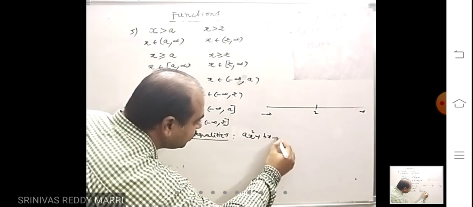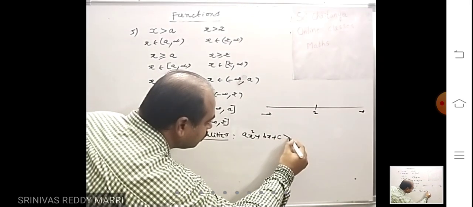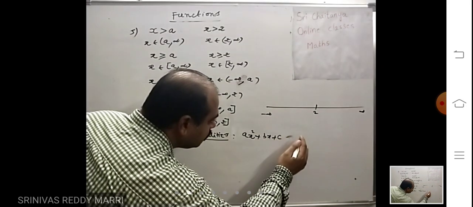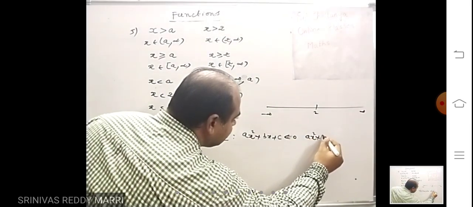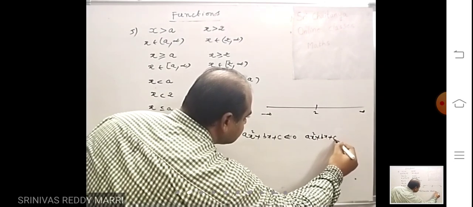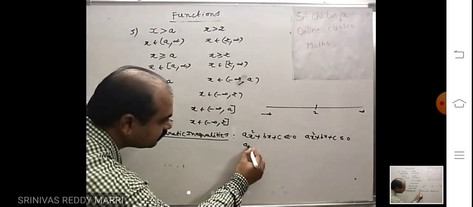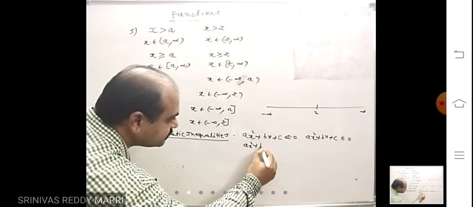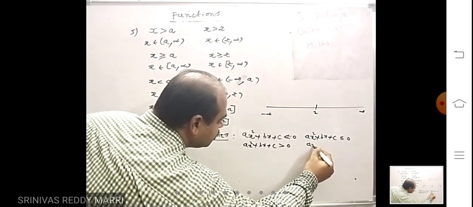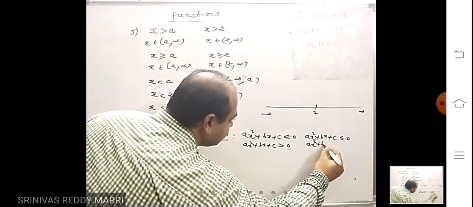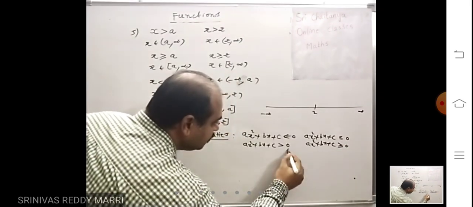ax square plus bx plus c less than 0, like this. ax square plus bx plus c less than or equal to 0. ax square plus bx plus c greater than 0. ax square plus bx plus c greater than or equal to 0.